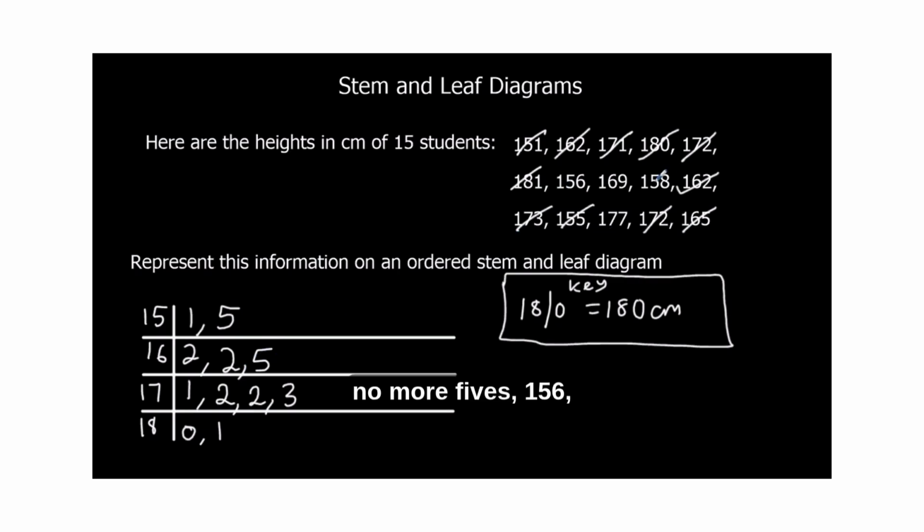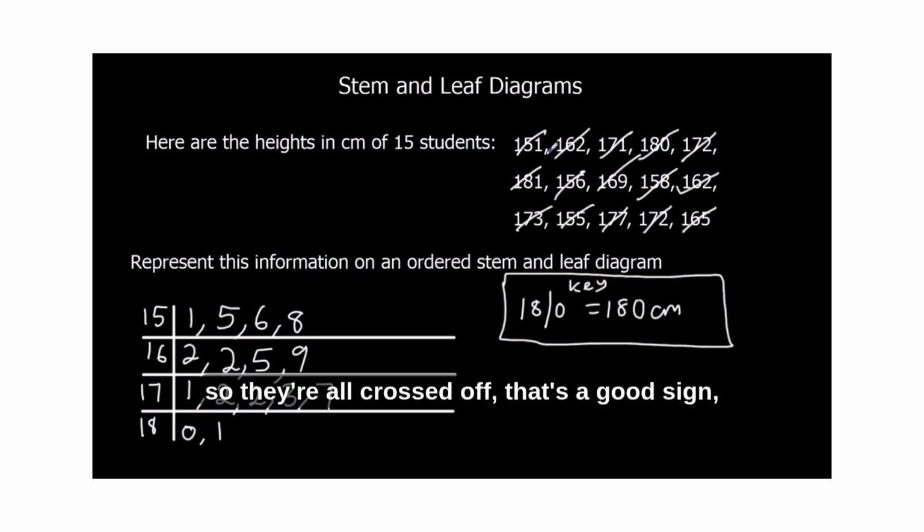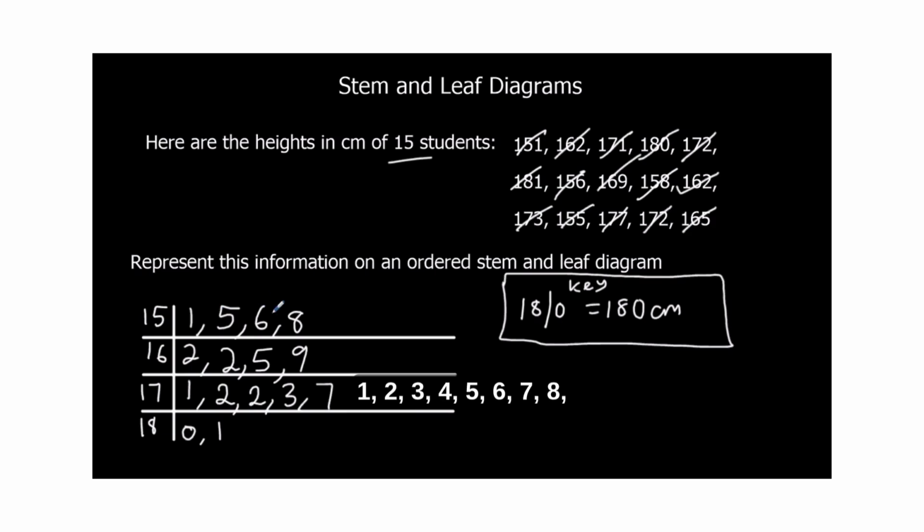No more fives, 156. No more 6s. 7s, 177, 158, and 169. So they're all crossed off. That's a good sign. There should be 15. 1, 2, 3, 4, 5, 6, 7, 8, 9, 10, 11, 12, 13, 14, 15. I've got my key. Everything's in order.